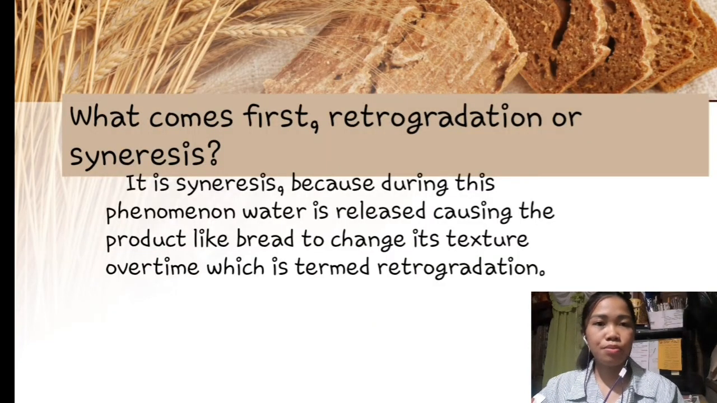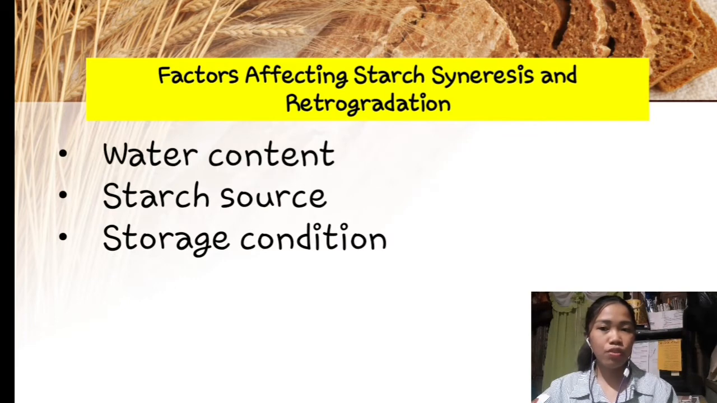What comes first, retrogradation or syneresis? It is syneresis, because during this phenomenon, water is released, causing a product like bread to change its texture over time, which is termed retrogradation. There are factors that influence the syneresis and retrogradation processes, namely water content, starch source, and storage condition. How do these factors influence the syneresis and retrogradation process?